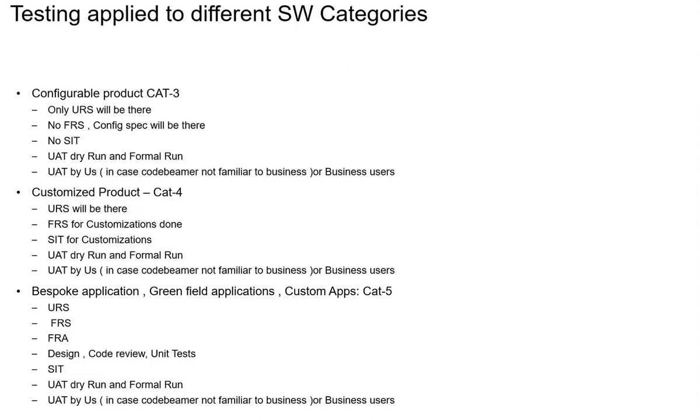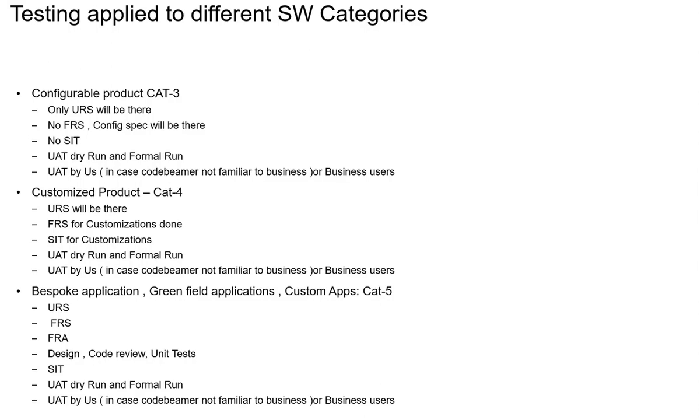Going to category 5, it is nothing but either a bespoke application, a greenfield application, or a custom application, as they call it. That means it is altogether a new product they are developing. When they are developing a new product from scratch, a lot of risk will be there. So for that, each and every stage of the GAMP 5 category, or the GxP systems, is applicable.